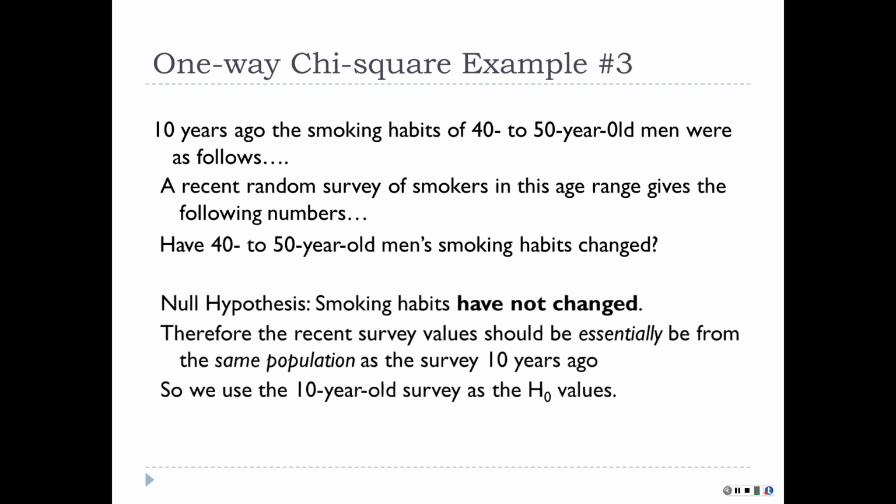When we've got this going on here, our null hypothesis is going to be that the smoking habits have not changed. And so think this through. Therefore, the recent survey values should be from the same population as the survey values from 10 years ago. I know it's different people, I know it was 10 years, but statistically speaking, the null hypothesis is saying that habits have not changed. Therefore, the data about habits comes from the same population because that population has not changed. Therefore, we use our 10-year-old survey values as the null hypothesis values.